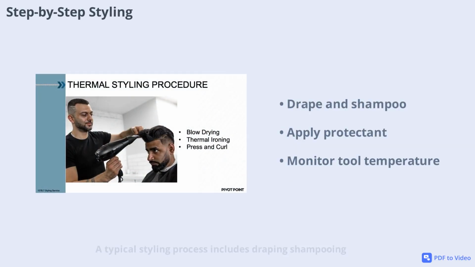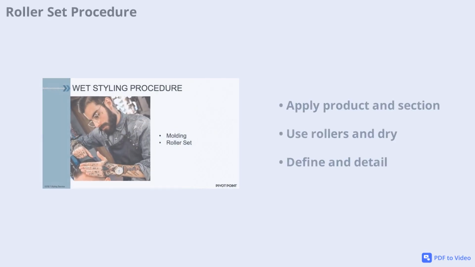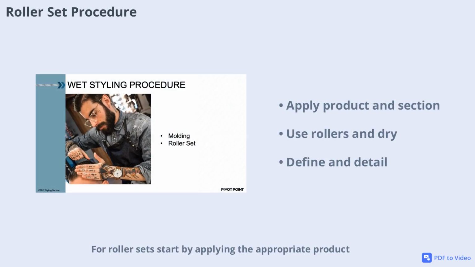A typical styling process includes draping, shampooing, and conditioning the hair, replacing the towel with a neck strip, and applying a thermal protectant. Remove excess moisture, distribute and mold the hair section and part as needed, and apply proper base control. Always monitor and test the temperature of your tools, relax and detail the style, and dry mold or Beckley/backbrush when necessary. For roller sets, start by applying the appropriate product, sectioning the hair, and distributing and molding it.